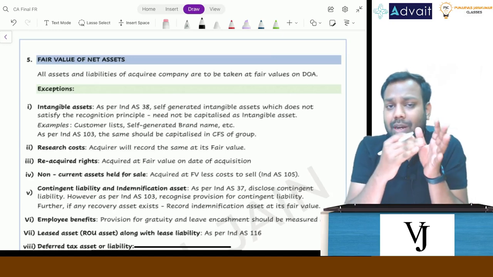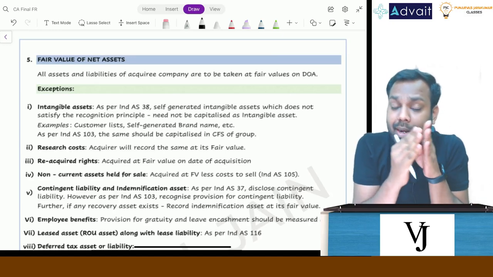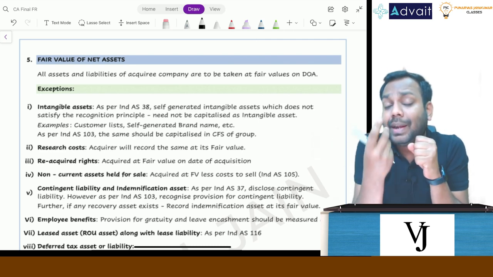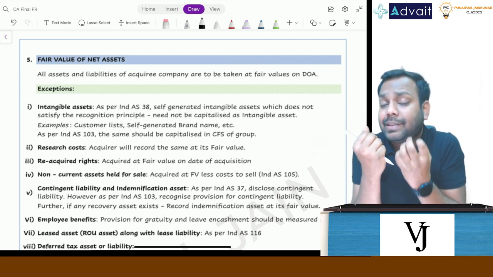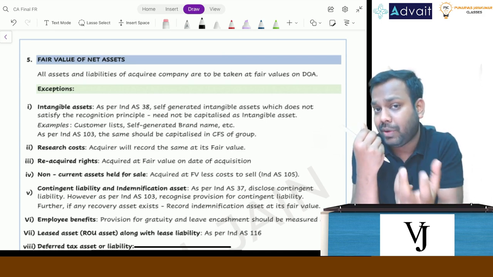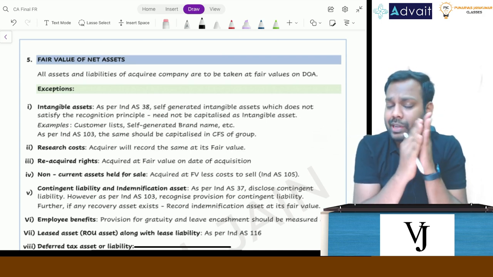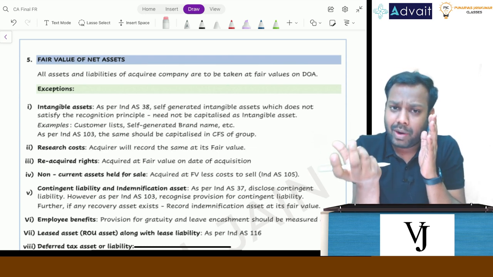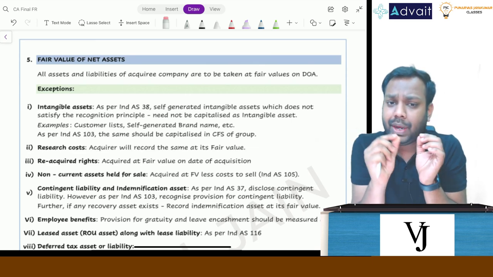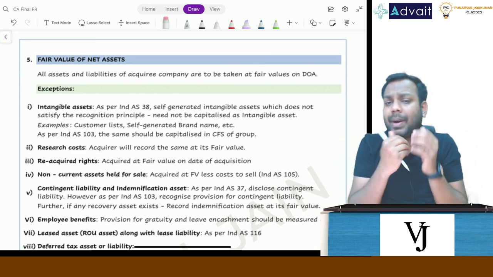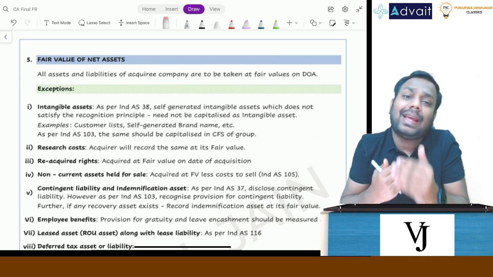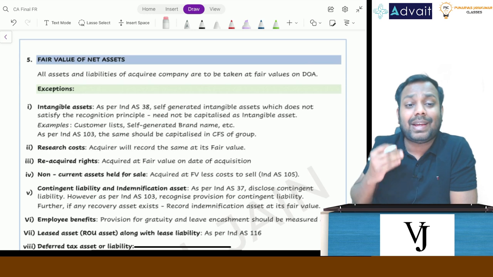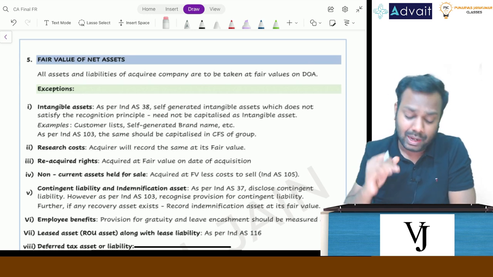As we know, whenever a parent company acquires any subsidiary company, it acquires the net assets of the subsidiary company at its fair value. So the general rule says that whenever net assets of the subsidiary company are acquired, it is acquired at the fair value on the date of acquisition. But there are certain exceptions to this rule. When I talk about exceptions, they are special cases. Now what are the special cases?